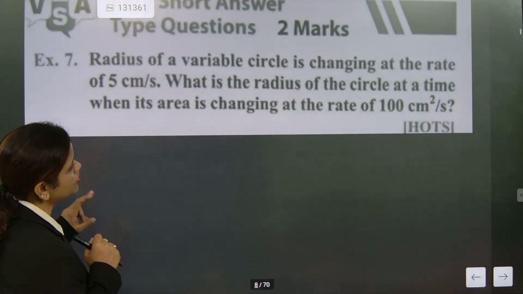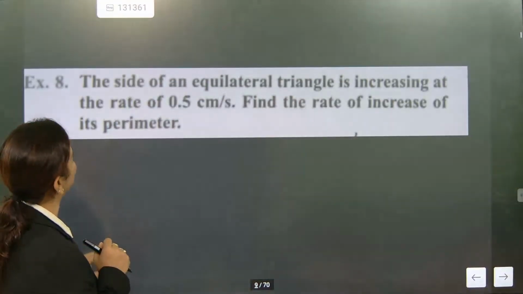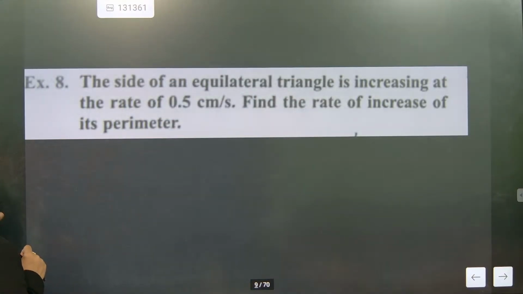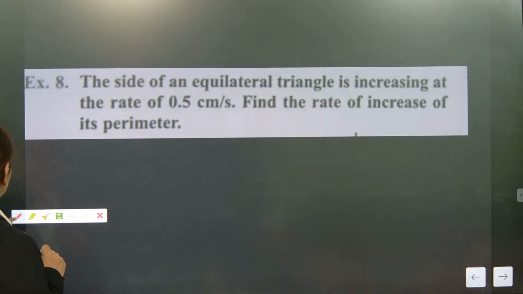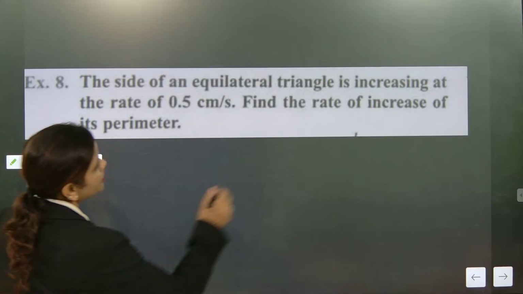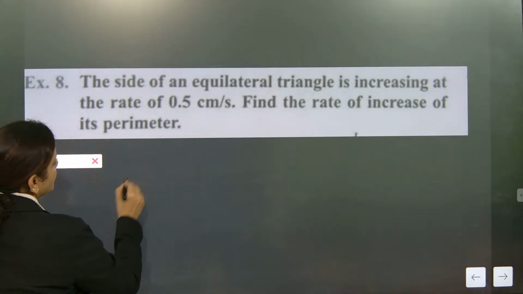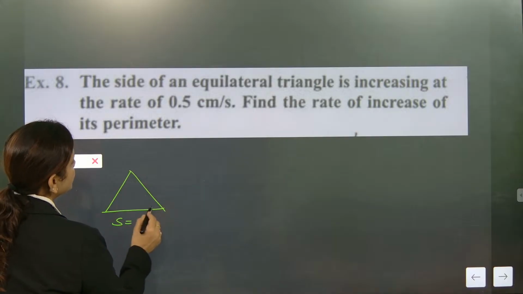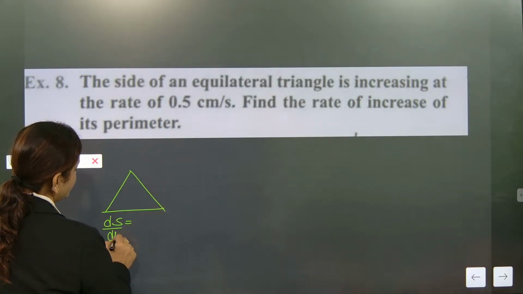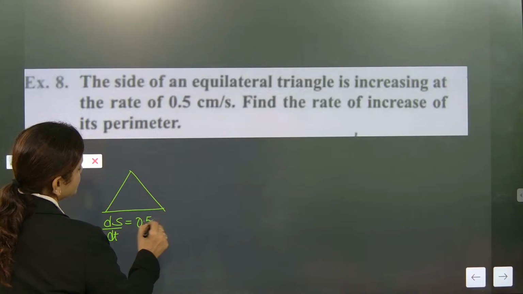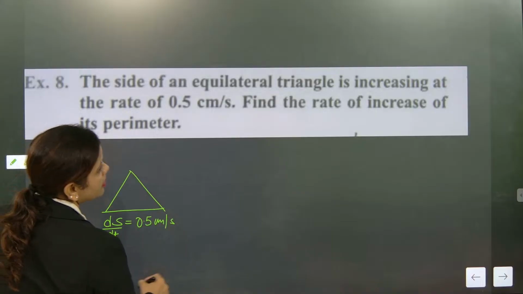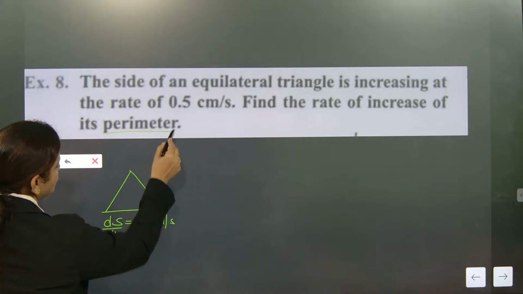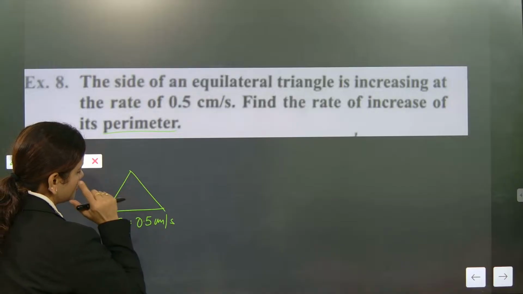See, like this type of question only they will give. What question they will give? The side of equilateral triangle. Just check this one out. The side of equilateral triangle is increasing at a rate. Again, same question we did as MCQ now. Side is increasing. ds by dt, rate of change of side is this much centimeter per second given. Find the rate of increase of its perimeter. Perimeter increase they are asking.